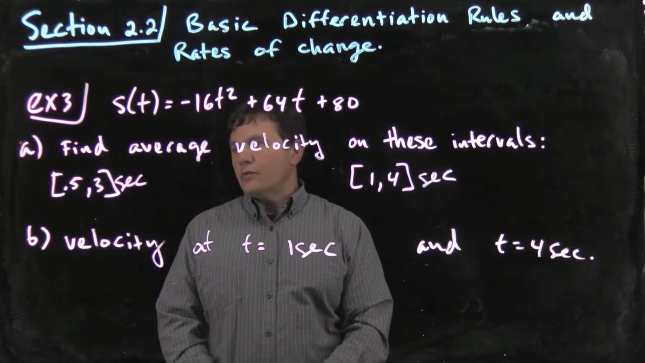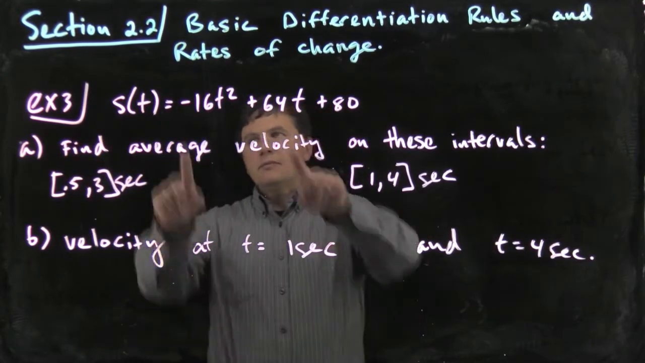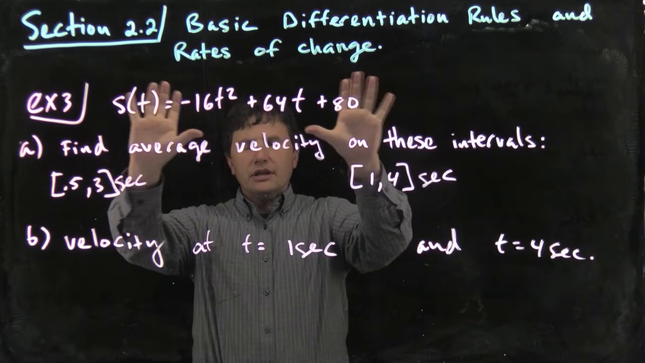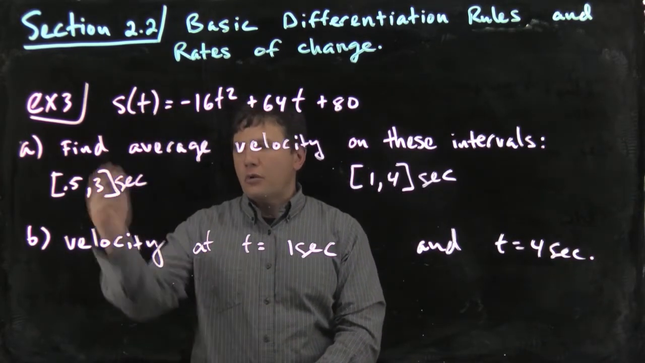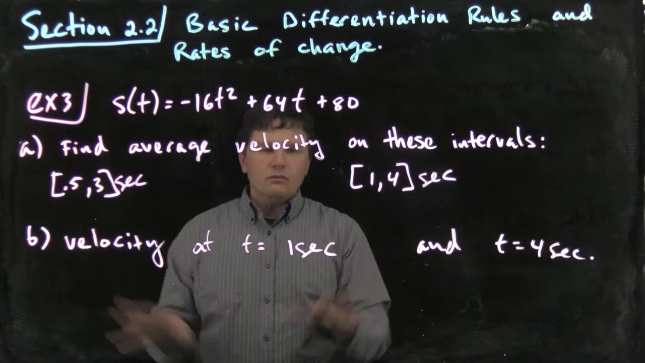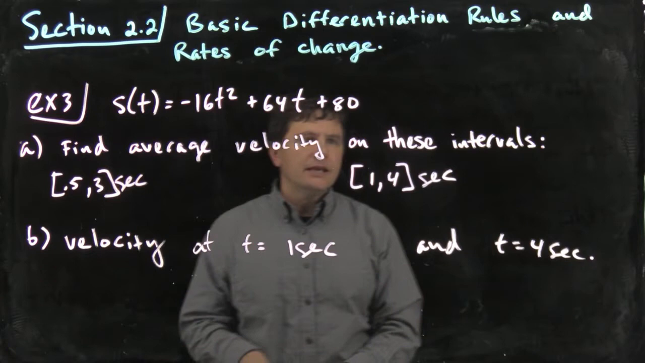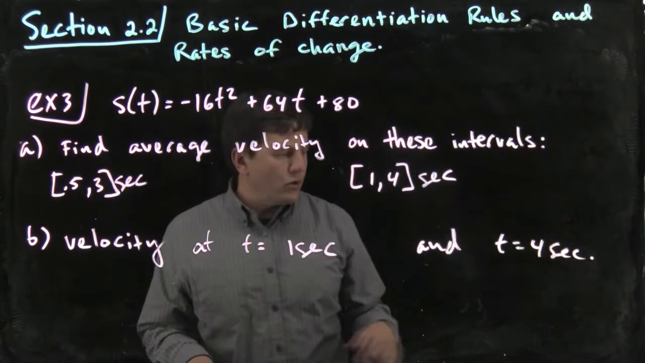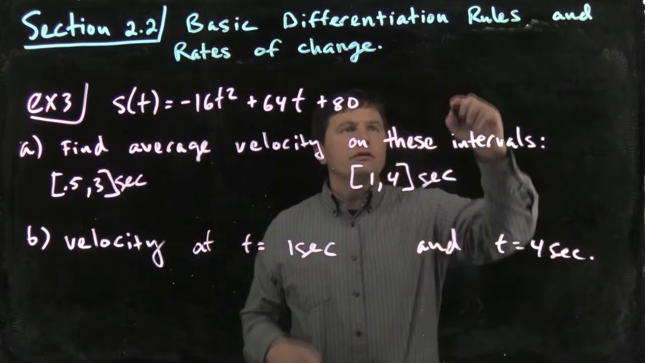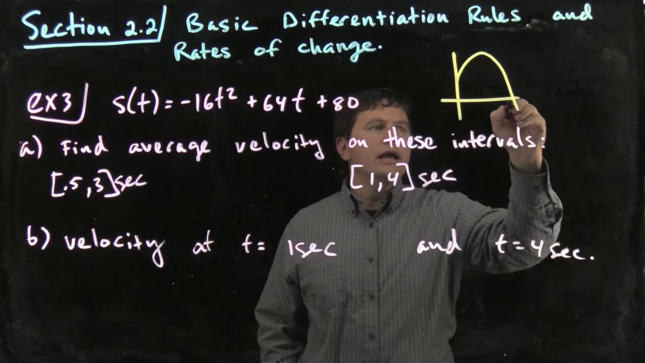So we're using up a lot of room here. So once again, here's our position function. Keep in mind, s is measured in feet, t is measured in seconds. We're going to do part A, B, and then when we've done these, I'm going to do a part C. Okay, so part A, find the average velocity on these intervals. So average velocity, I want to remind you, so let's look at our graph here. So our graph is going to look something like this, okay?